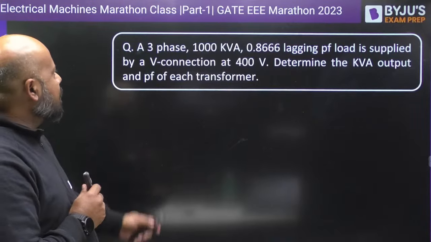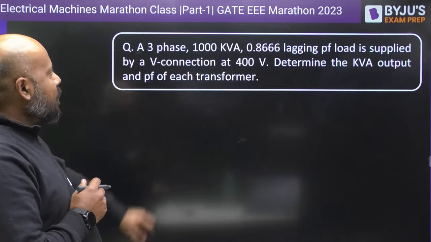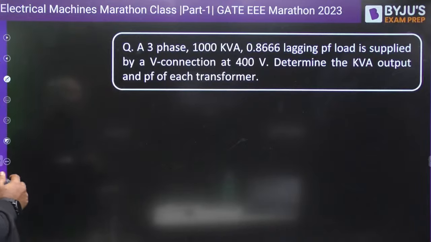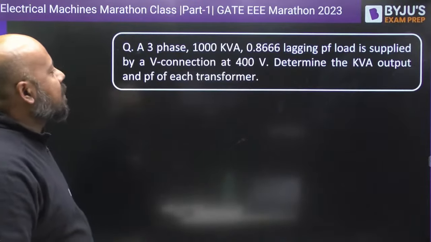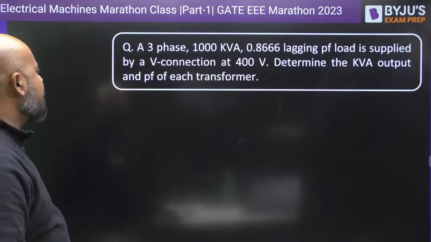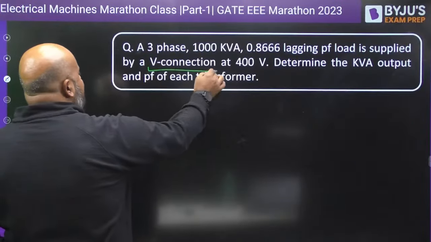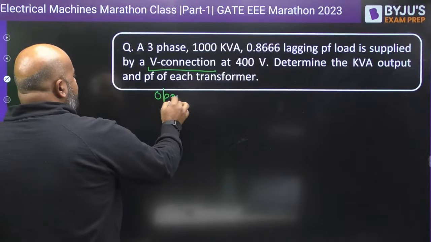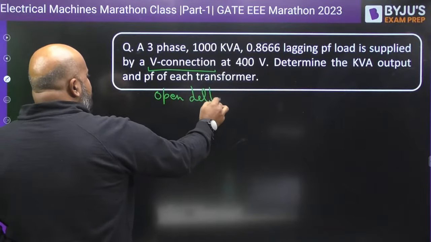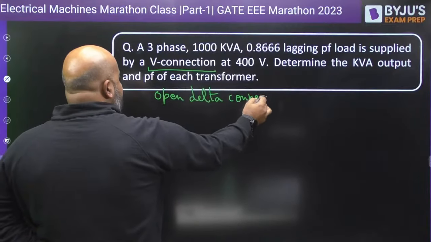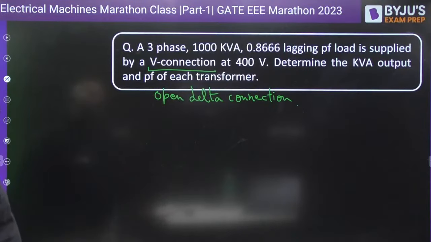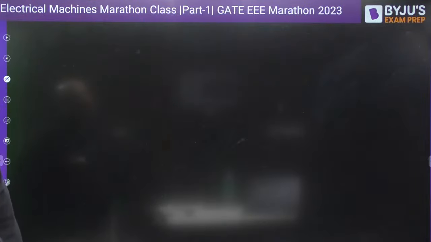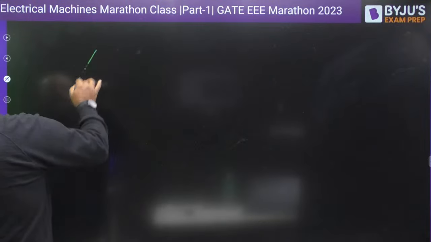Let us talk about this question, open delta connection. A three-phase 1000 kVA 0.866 lagging power factor load is supplied by a V connection. V connection is actually open delta connection. He's asking to determine the kVA output and power factor of each transformer. Please understand the basic idea about the open delta connection.